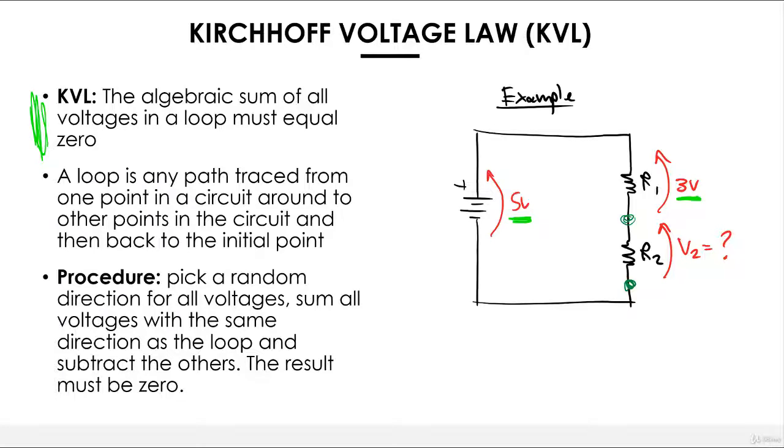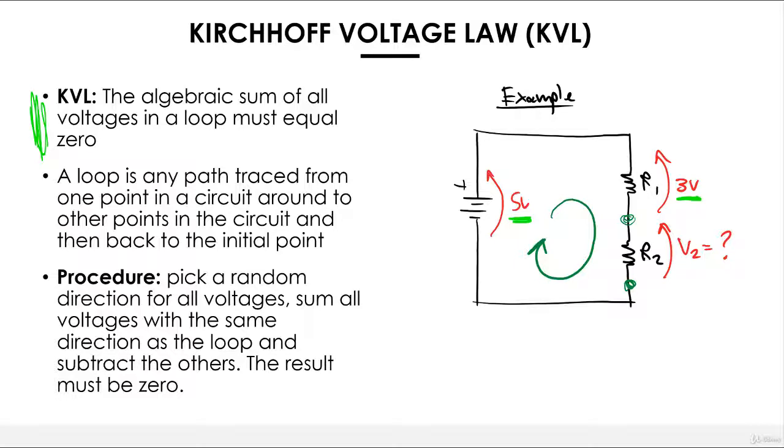Then you assign a direction of the loop. So you have this loop, you just write a circle here, and you decide, let's use this direction as a convention. Any direction is fine. It can be clockwise or counterclockwise. And now all you're going to do is sum all these voltages together, and the ones that go with the same direction of the circle are going to be positive. The ones that go opposite to the direction of the circle are going to be negative, and the total sum has to be equal to 0.